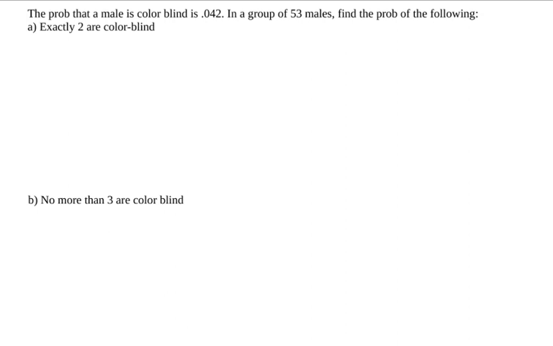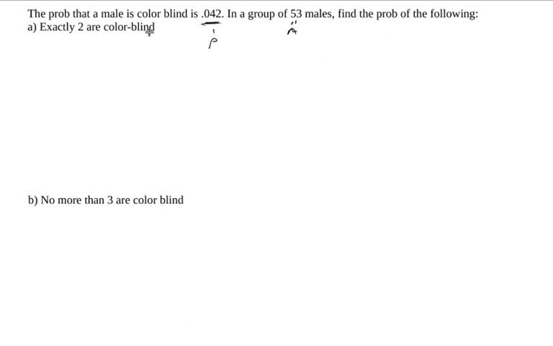But regardless, we're saying this is a flat probability. It doesn't depend on whether or not other people are colorblind. There's always a 0.042 chance. That's the probability. We have 53 males, so this is our number of trials. This would be our probability.